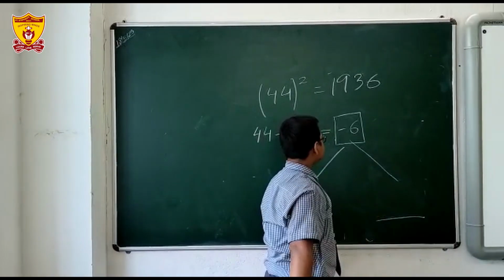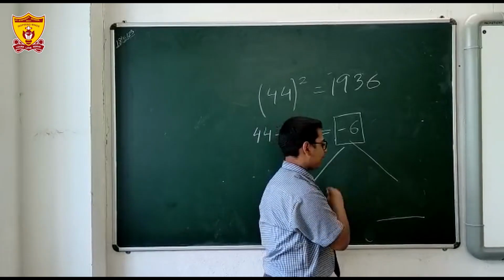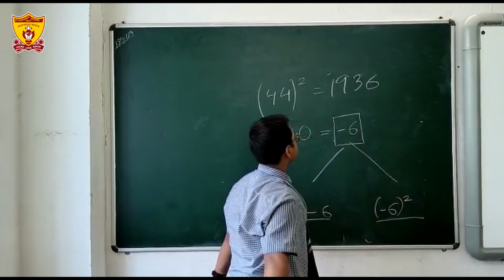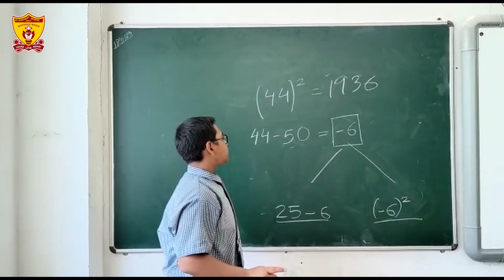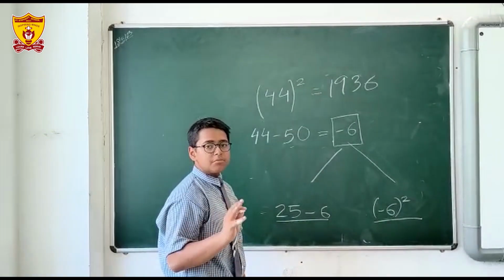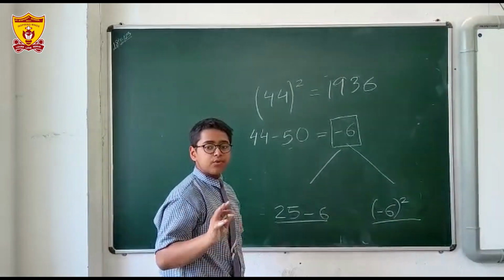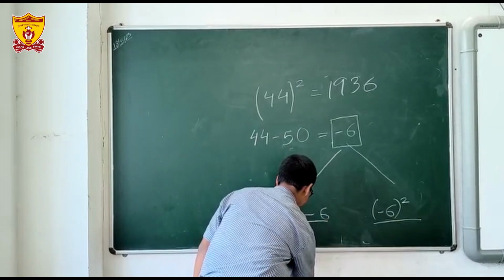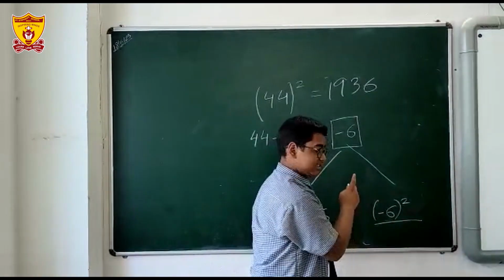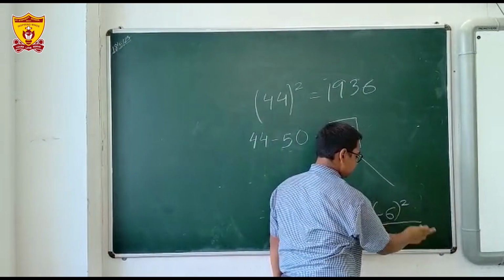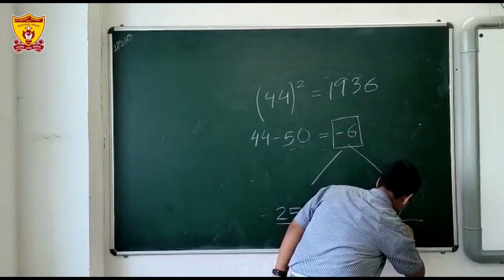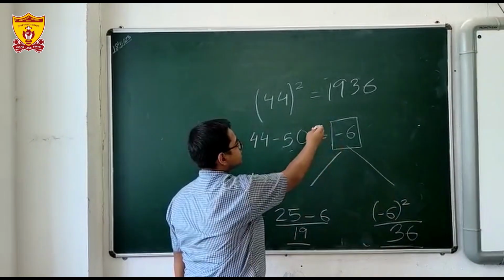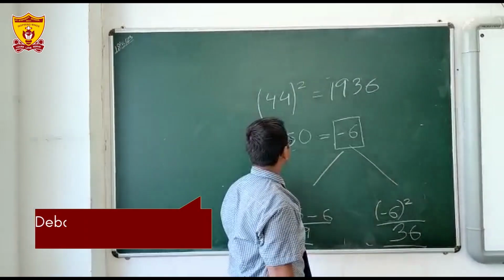And now for the second part of the number, it will be minus 6 squared. Another thing to remember about this trick, for this range of numbers, is that it has to be a number which consists of 4 digits. So here 25 minus 6, we have 19. The first part of the number. The second part of the number, minus 6 into minus 6 or minus 6 squared, 36. So here we have the 4 digits which are constituting this number. 1936 or 44 squared. Okay.